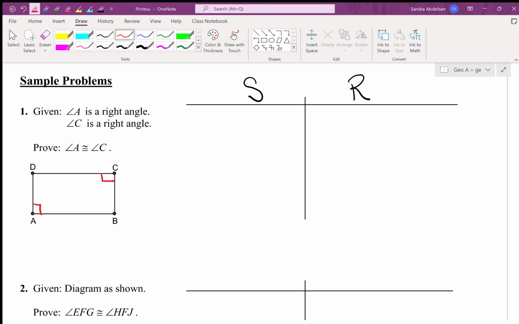What's the first thing we write in our proof every time? Olivia. What's given to us? So statement 1, we're going to say angle A is a right angle. Angle C is a right angle. And what's our reason? It's given. Excellent. We just write given.